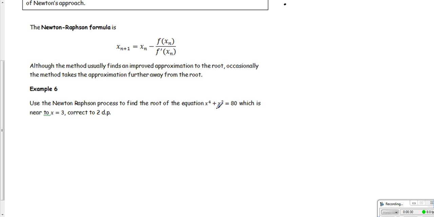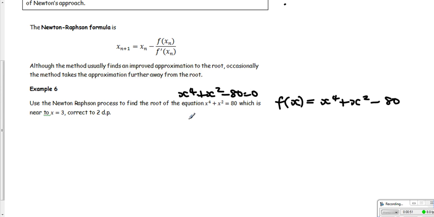So first thing we do, remember that the equation has to equal 0 that we're dealing with. So f of x, in this case, would be x to the 4 plus x squared minus 80. So in other words, I'm rearranging this so that it equals 0.